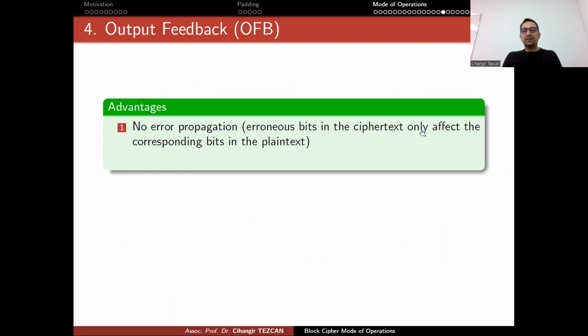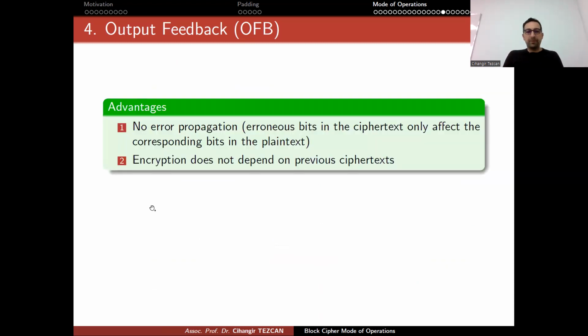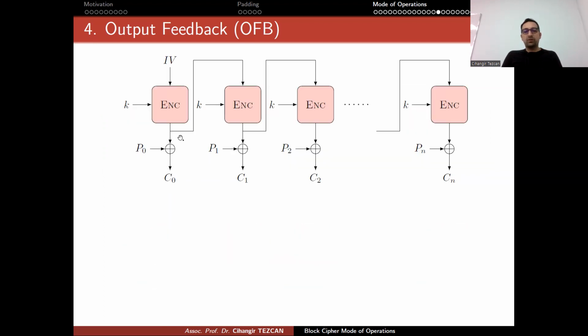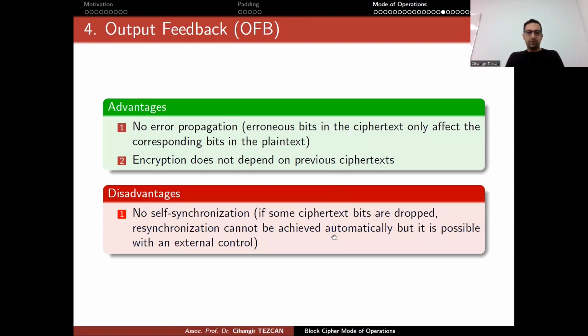Erroneous bits in the ciphertext only affect the corresponding bits in the plain text. So this is a good thing. For instance, if only one bit of the ciphertext flips, during the decryption that plain text bit will flip. So instead of losing a whole block, you actually lose a single bit. This is a good thing. Encryption does not depend on previous ciphertext, since we just took this line from here to here. So we don't need to focus on the previous ciphertext blocks. Again, it doesn't provide synchronization and so on.